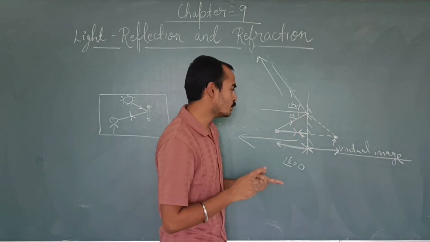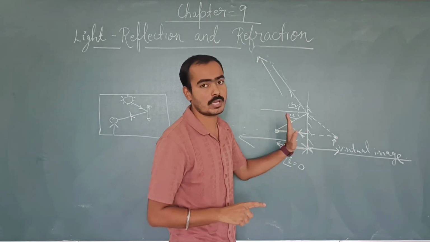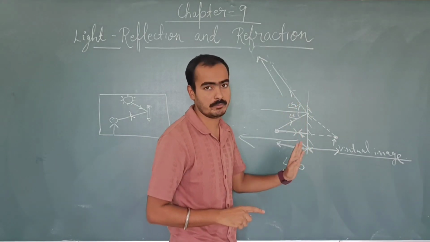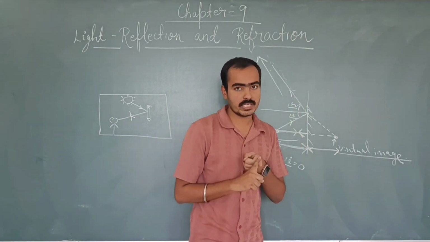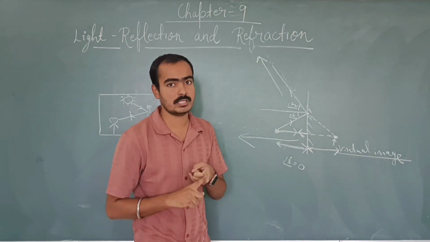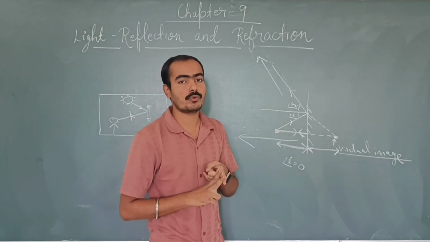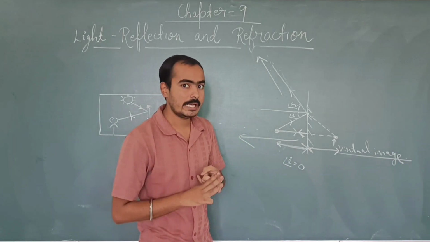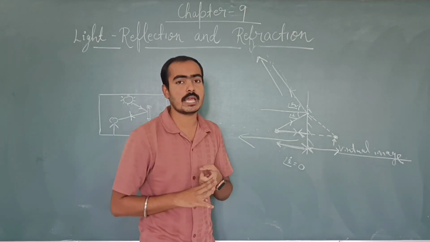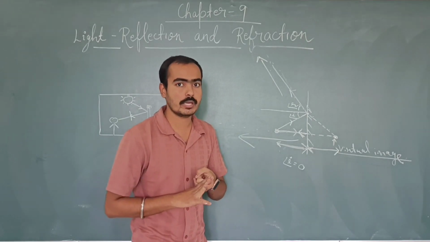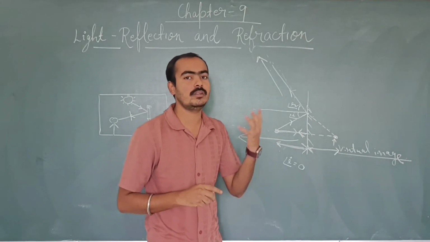Okay? Now, the characteristics of the image formed by a plane mirror are: first, object distance is equal to image distance. Second, it always forms a virtual image. Third, it is always the same size as the object. Okay? And fourth, it is laterally inverted.